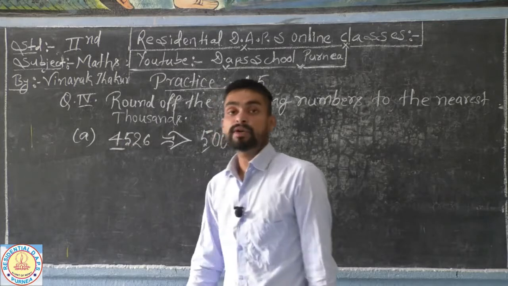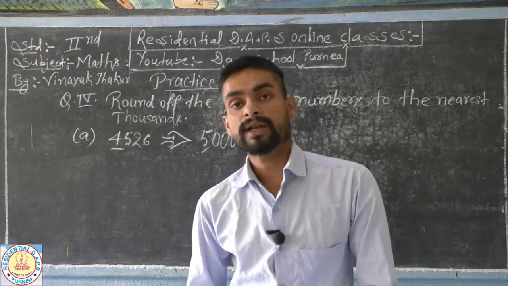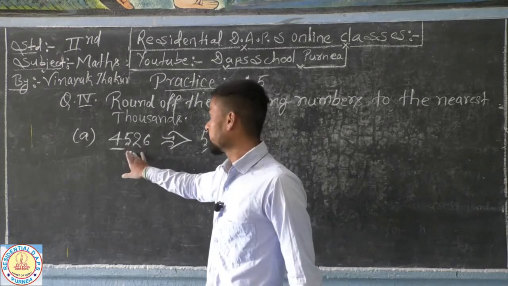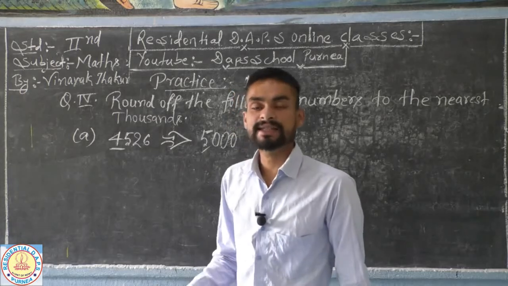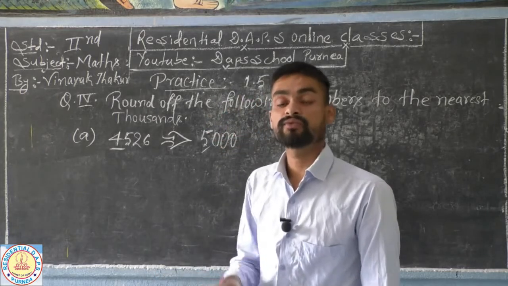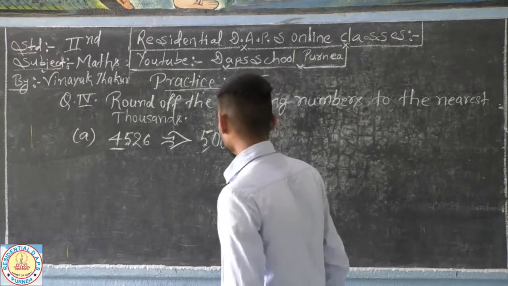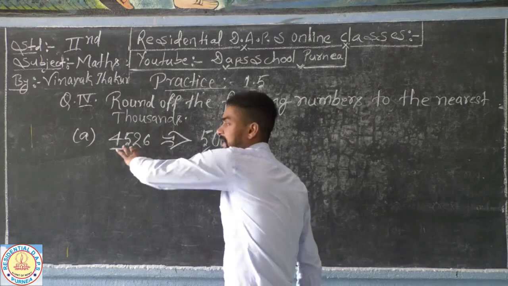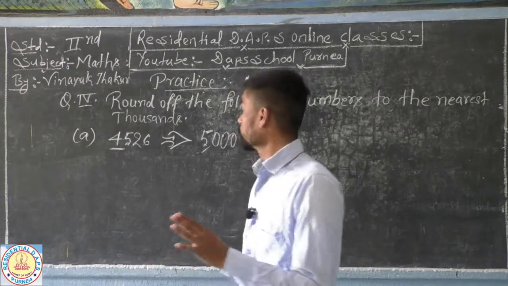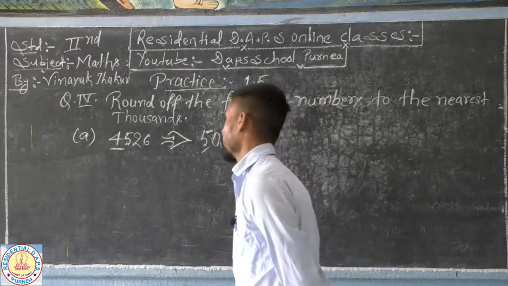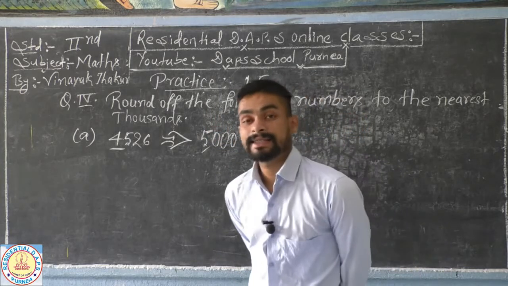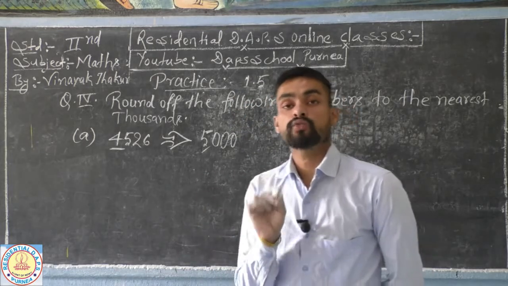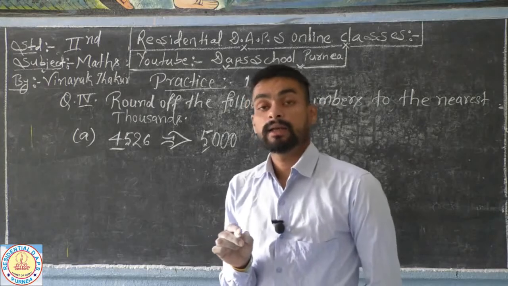So if the numbers are less than 500, like 499, here, if the number is 4499, so its nearest thousand is 4000. So guys, if the numbers are less than 500 here, the nearest thousand of 4426 is 4000.